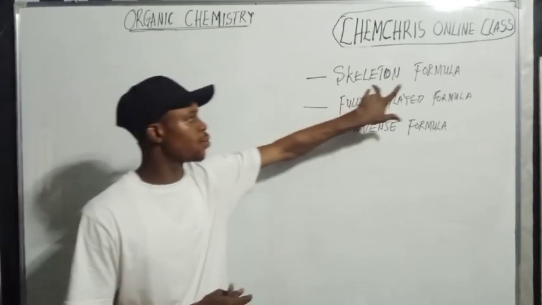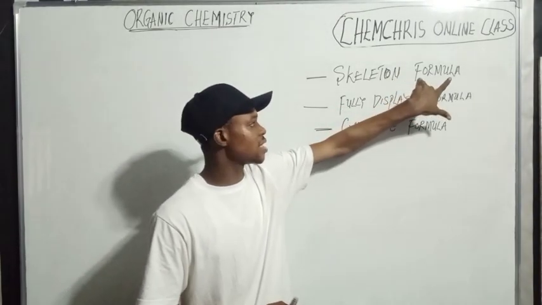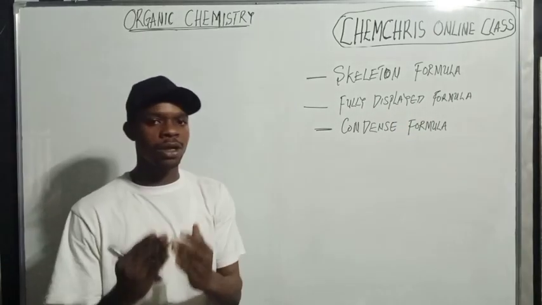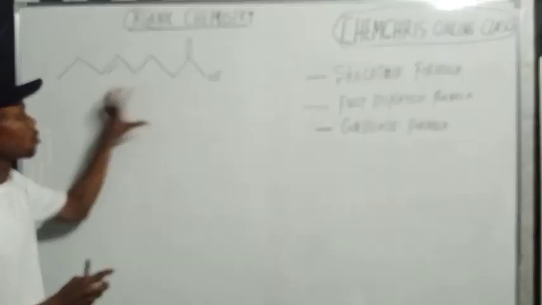Now we are going to start off with the skeletal formula. Then we transfer the skeletal formula to the fully displayed formula, and then to a condensed formula. So make sure you stick to the end of this video. We are going to start with this structure here.